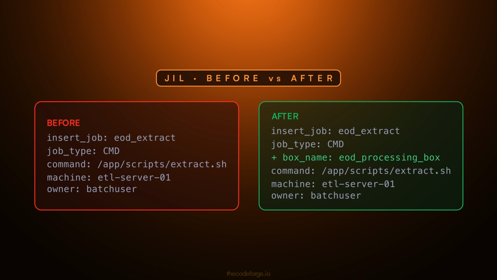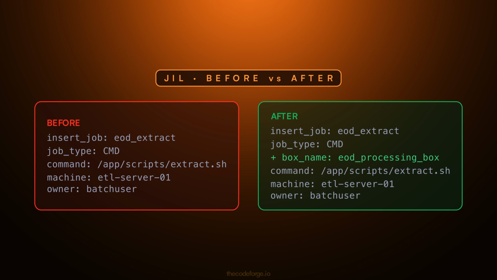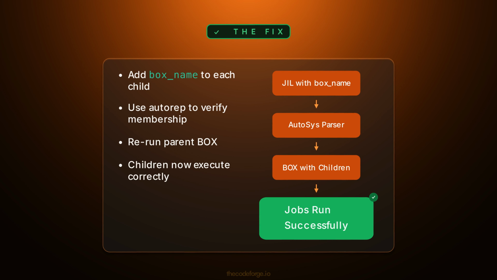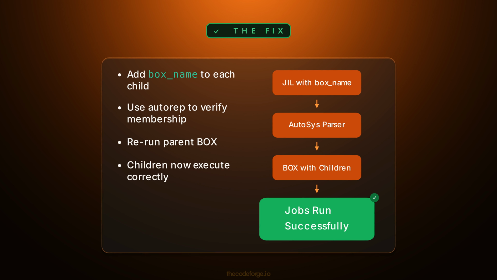Child CMD jobs were defined without the box name attribute, so they never ran inside the box. The parent box had no children and succeeded instantly. The fix was simple: add box name, add processing box to each child job's JIL definition. After reinserting the jobs and forcing a start, the children ran as expected. Always verify with autorep queue box name W to list all jobs inside a box.